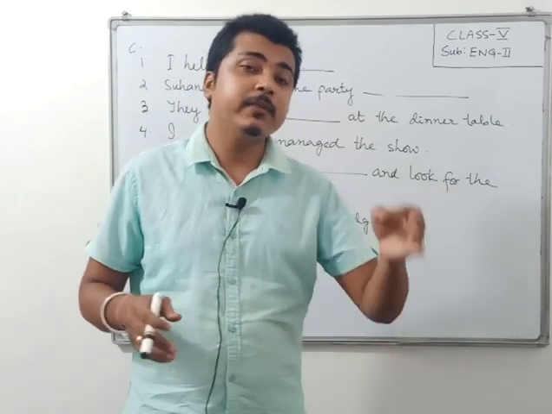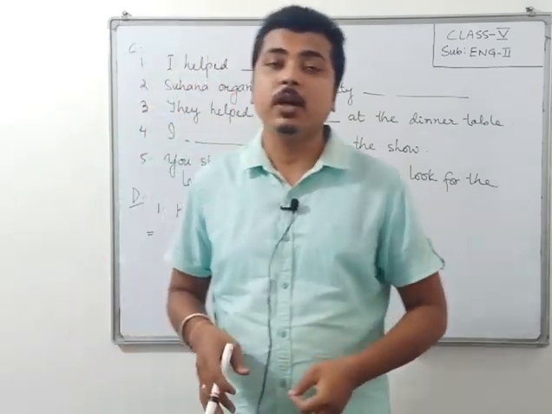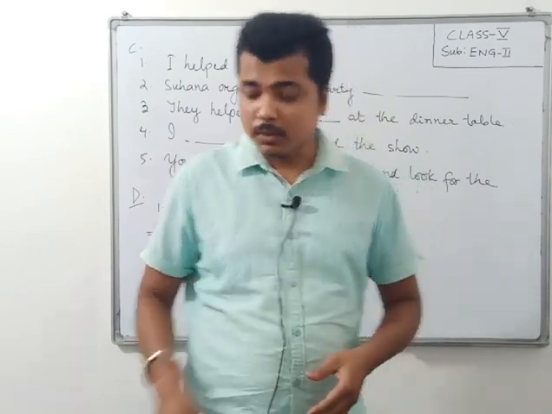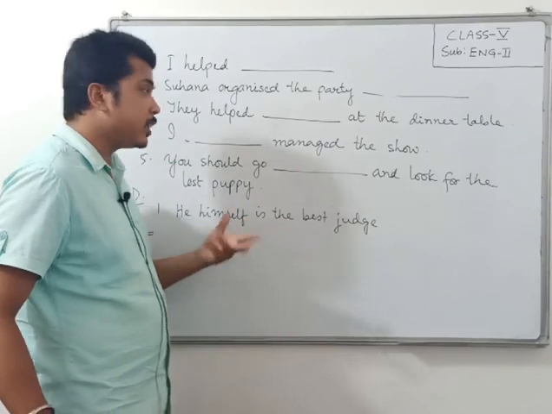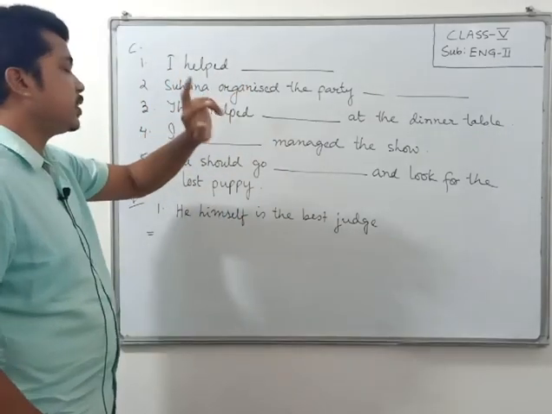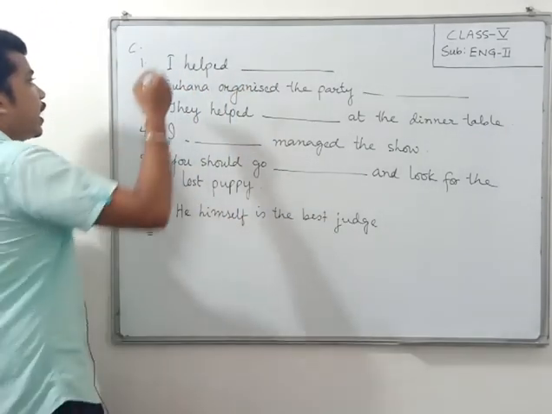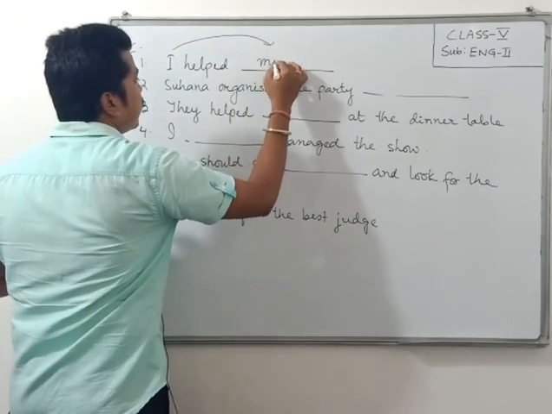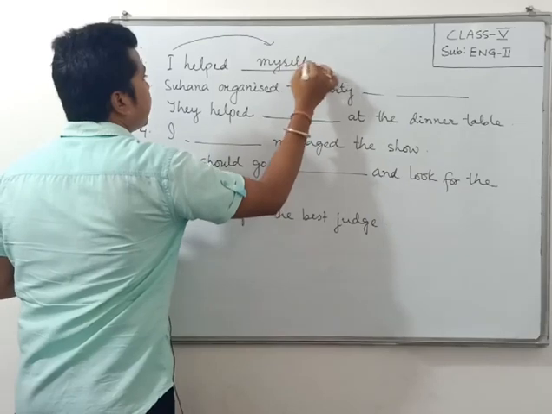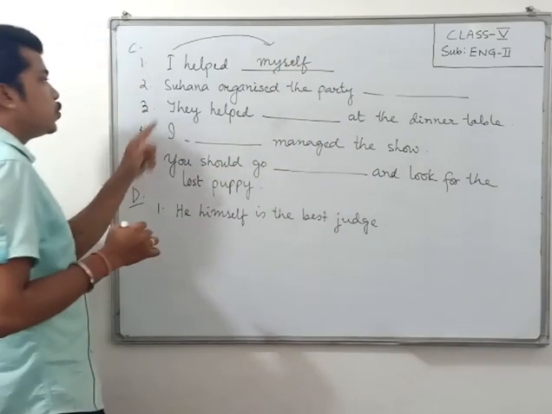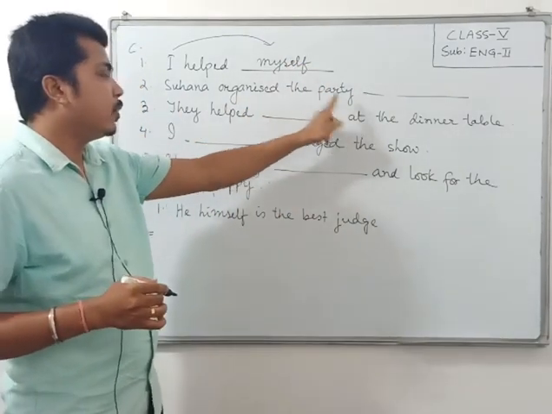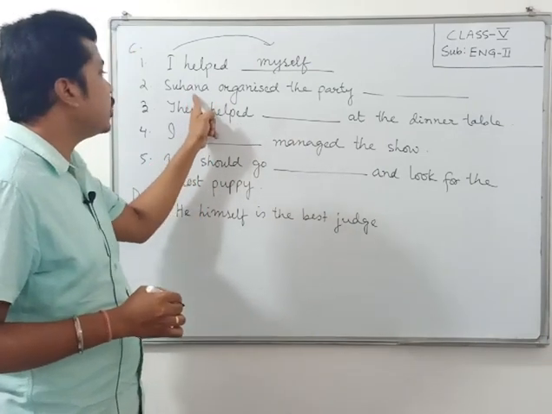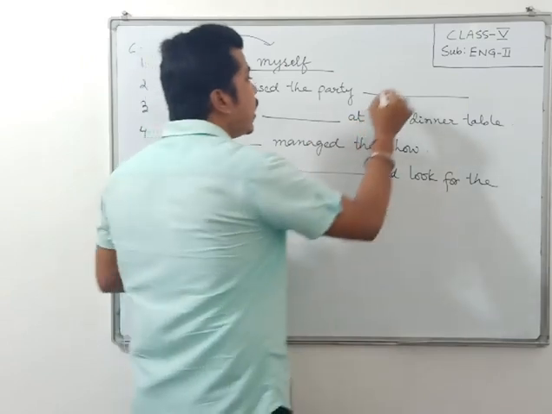That means whenever we talk about reflexive or emphatic pronoun, we have to add self with the pronouns. That means myself, himself, herself. Let us see now. I help dash. Along with I, if you change it to self word, it will be myself. I helped myself. Suhana organized the party. Suhana is the name of a girl, so it will be herself. Suhana organized the party herself.